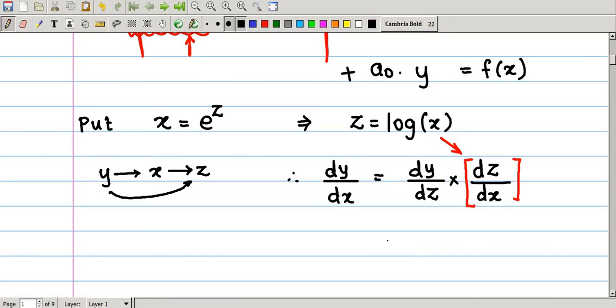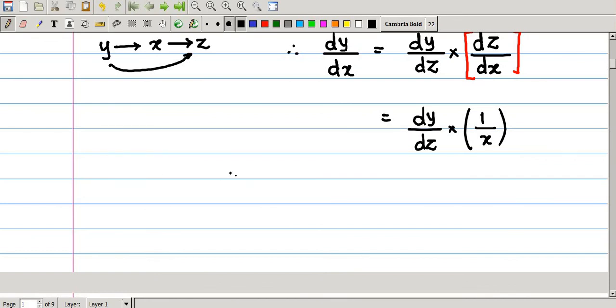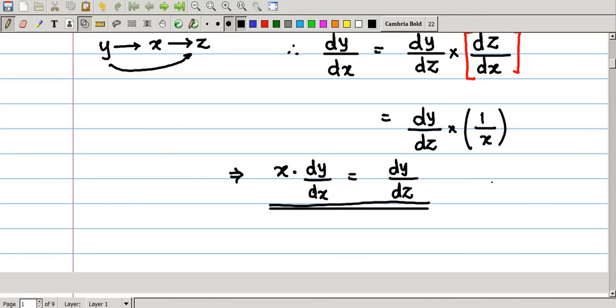So this implies the derivative of y with respect to the new variable z into the derivative of z with respect to x will be 1 upon x. So if we take this x to the left hand side, this will give us the required substitution. So x into dy by dx is nothing but the derivative of y with respect to the new variable z. So this will give us the most important substitution.